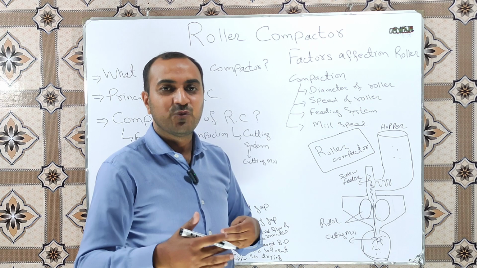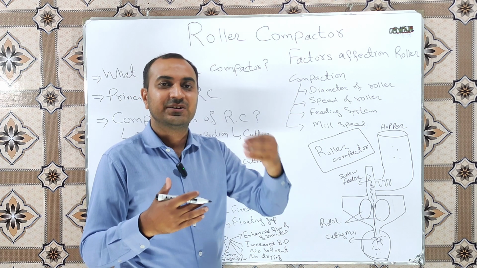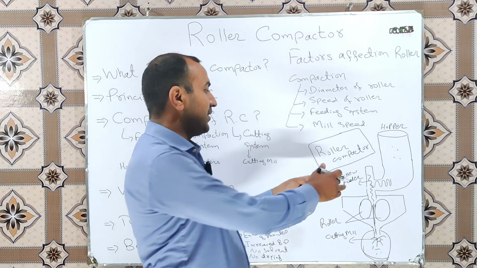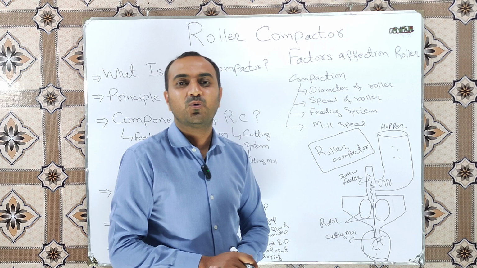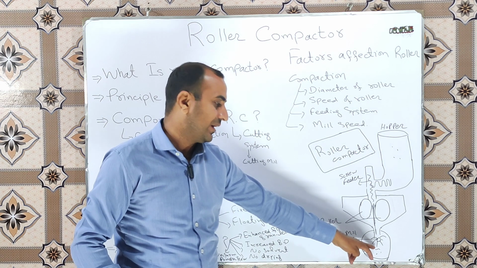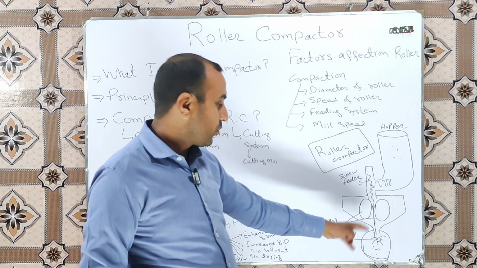Mean if one is moving in one direction, the other one will be moving in another direction. So due to these oppositely moving wheels, our powder is converted into powder sheets or flakes, and when these powder sheets fall over the cutting mill, the sheets are broken down.